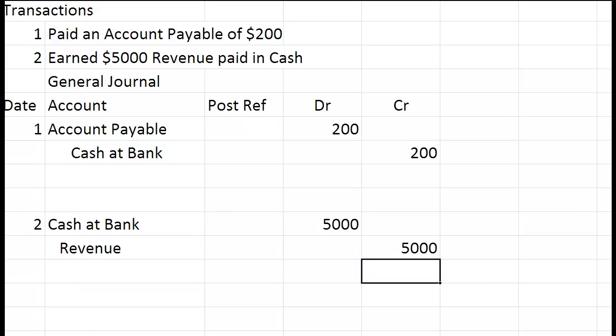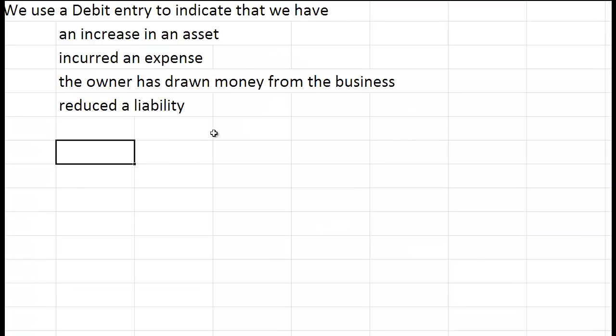So let's look at the key learnings from this. We use a debit entry to indicate that we have an increase in an asset, incurred an expense, or the owner has drawn money from the business, or finally that we've reduced a liability.